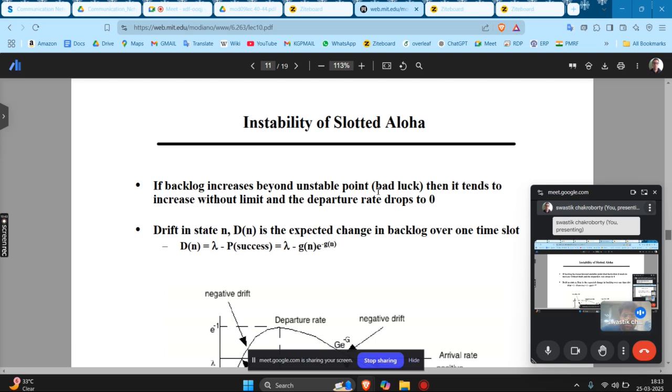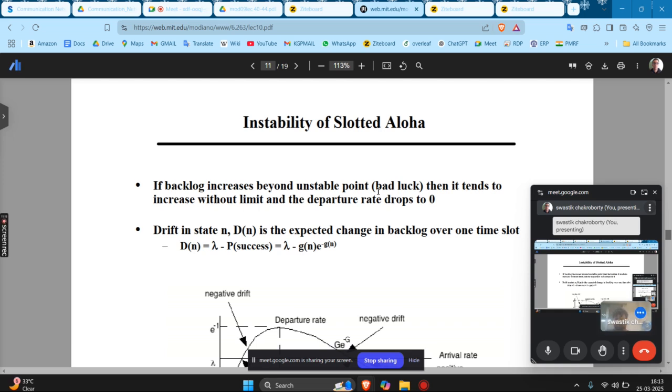So if backlog increases, this is the instability of slotted ALOHA, since slotted ALOHA has a Markov chain that goes to infinity. If backlog increases, then it tends to increase without repeat. If one system fails to deliver the packet at the first slot, then it will wait for the second slot. But at the second slot, there may be 3 more transmitters getting ready to send their packet. So there is an inevitable collision.